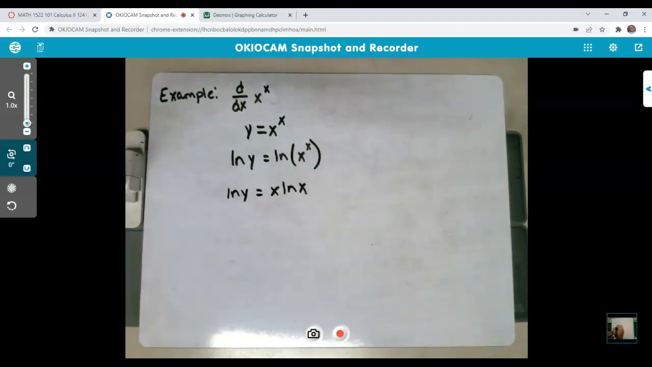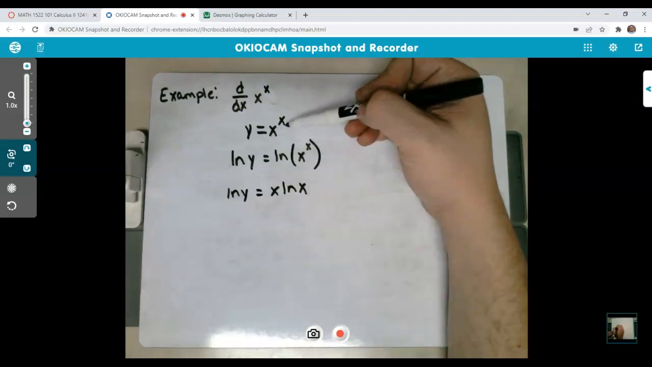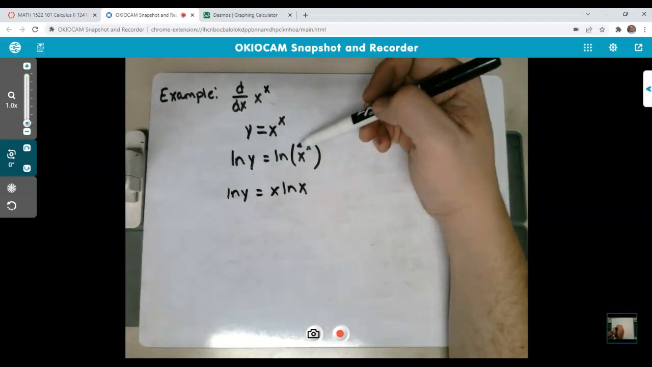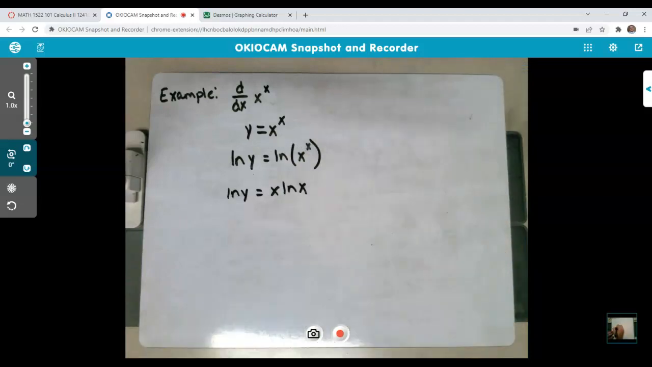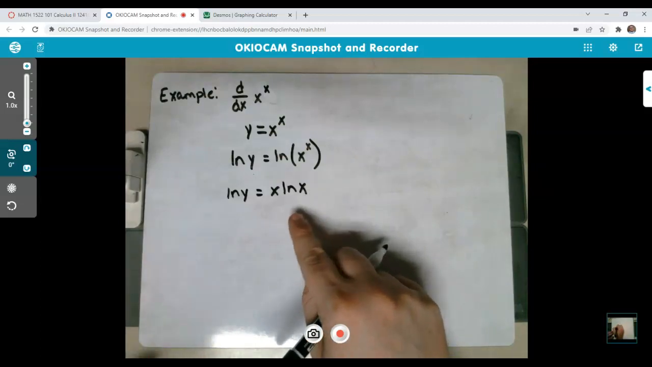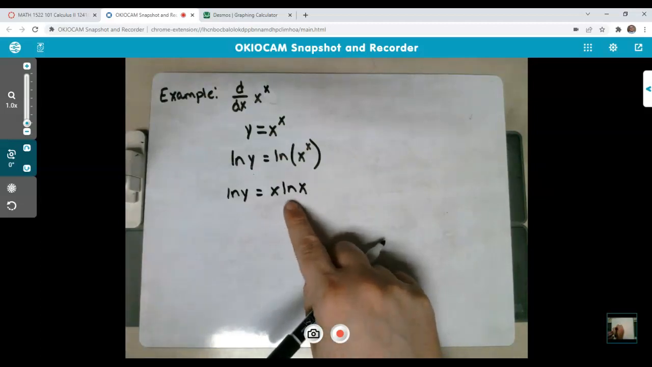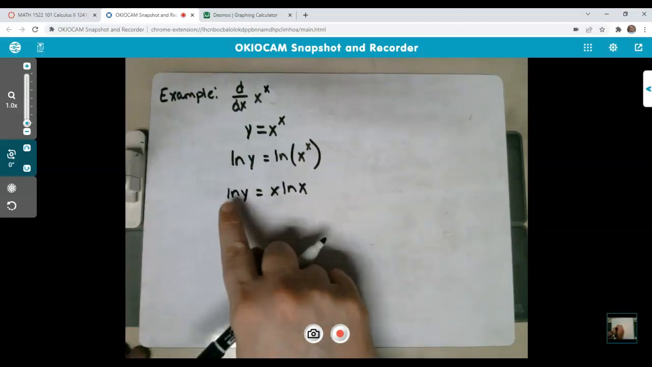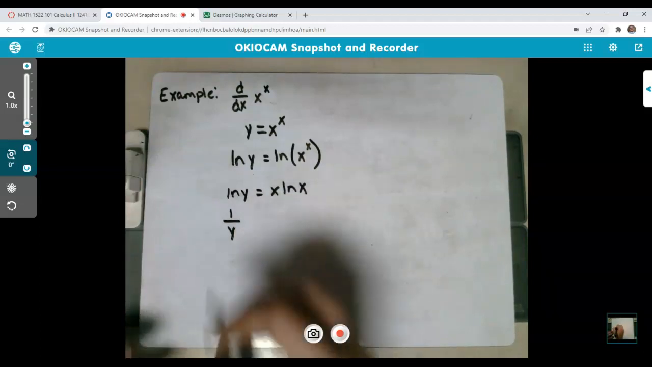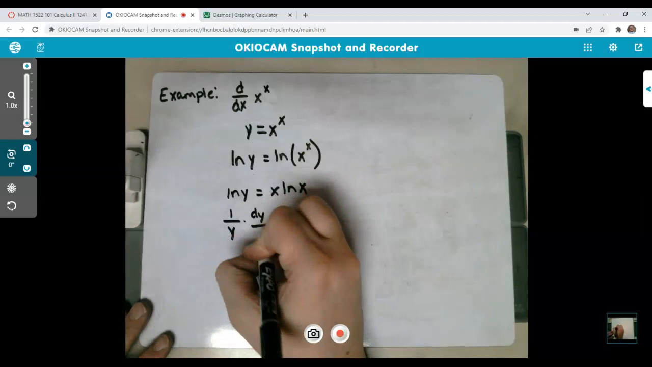I still have not done any calculus here, right? I'm just trying to find a way to rewrite this so that I can bring my power down. And I did so by taking the natural log on both sides. Okay. So now that I have it right here, I can use the product rule. So now I can take the derivative of this. On the left side here, ln of y, we know that that'll just be 1 over y. But since it's a y, I have to multiply that by dy dx.